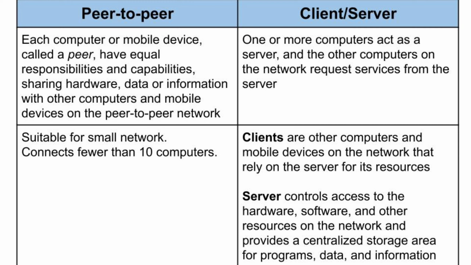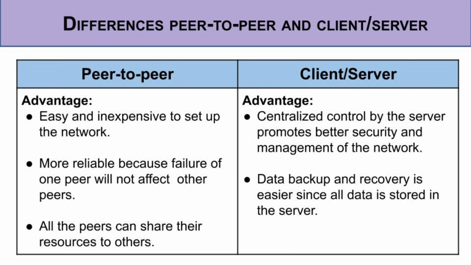In client-server, one or more computers act as a server and the other computers on the network request services from the server. Clients are other computers and mobile devices on the network that rely on the server for its resources. Server control access to the hardware, software, and other resources on the network and provides a centralized storage area for programs, data, and information. So now we will discuss differences between peer-to-peer and client-server in terms of advantage.